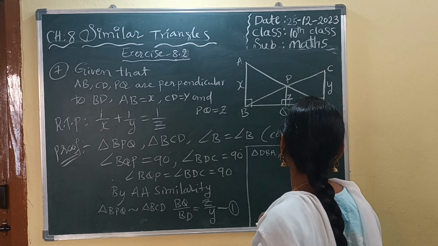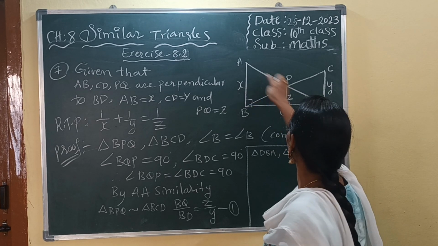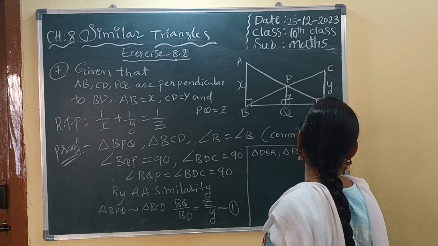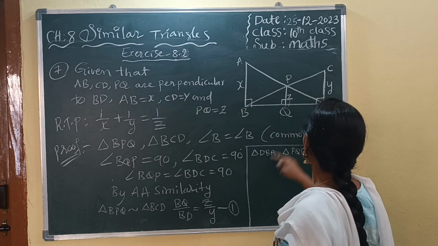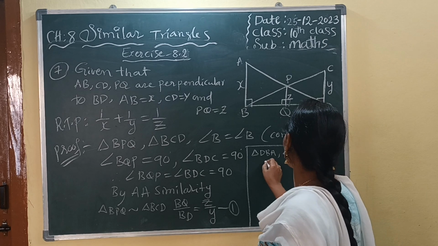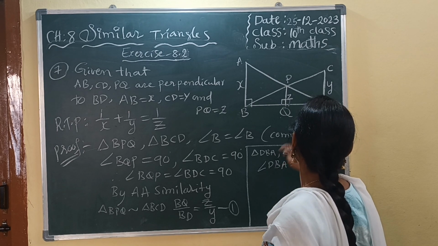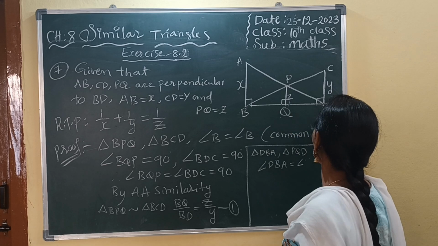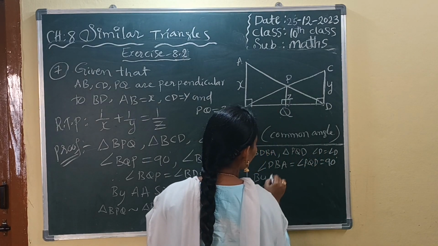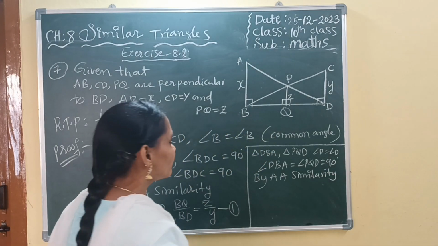Both are right angle triangles. If you take this big right angle triangle and this small right angle triangle, in these D is a common angle. Angle D is equal to angle D. And also angle DBA is equal to angle PQD, both 90 degrees. By AA similarity, what can we write?